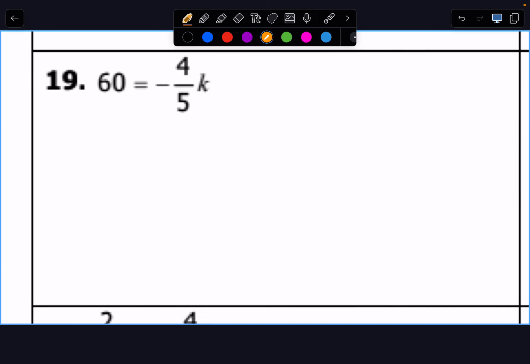Let's look at number 19. Okay, our whole goal is to get the variable by itself. K has a -4/5 multiplied to it.